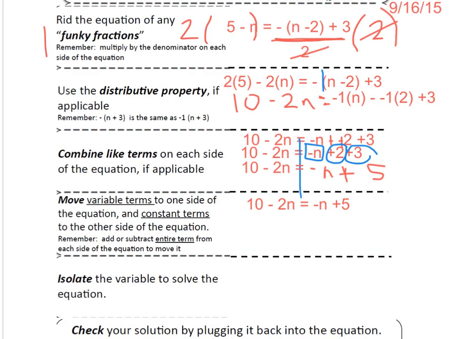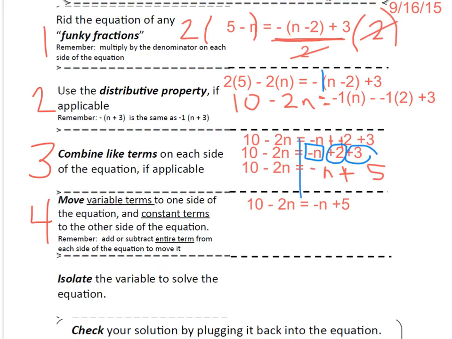All right, guys. I just realized something. Before we start moving the constants and the variables around, I forgot to start writing the steps. So if we have any funky fractions, that's going to be your step 1. Step 2 is distributive property. Step 3 is going to be combining like terms. Now step 4 is where we're going to move our variable terms and our constant terms.